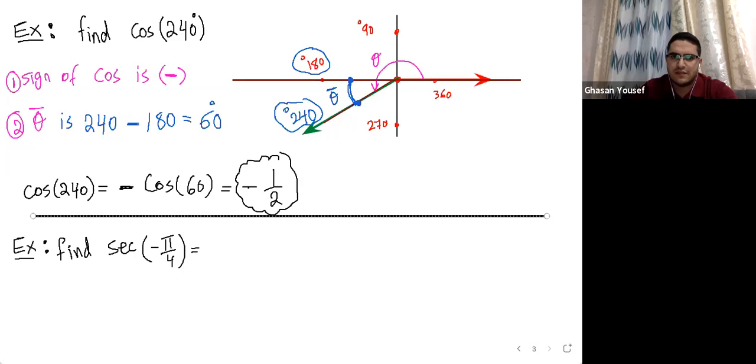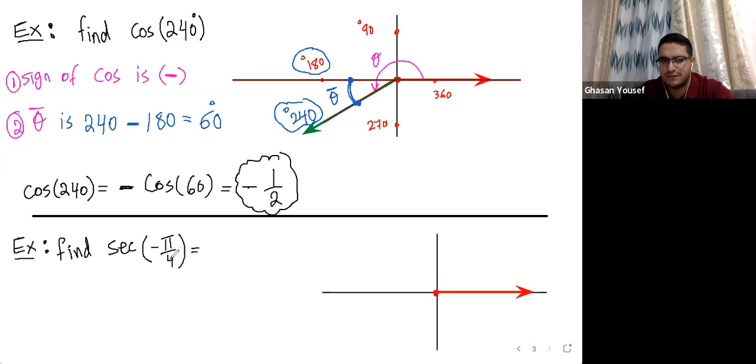First of all, like I said before, you have to graph. So here is my Cartesian plane. This is my y-axis. This is my x-axis. Again, my initial side must be the positive x-axis, so it will be here. And the vertex is the 0, 0 point, the origin. Now, minus pi over 4.